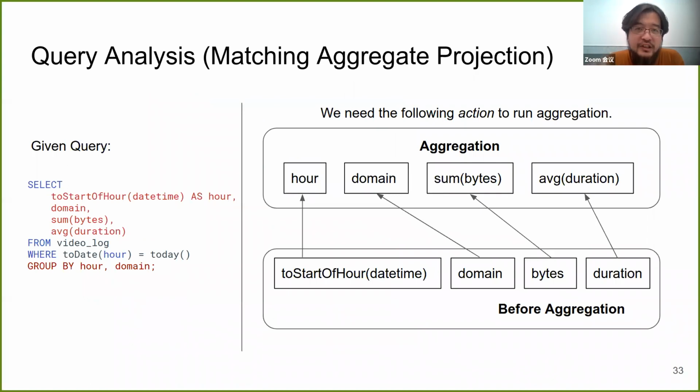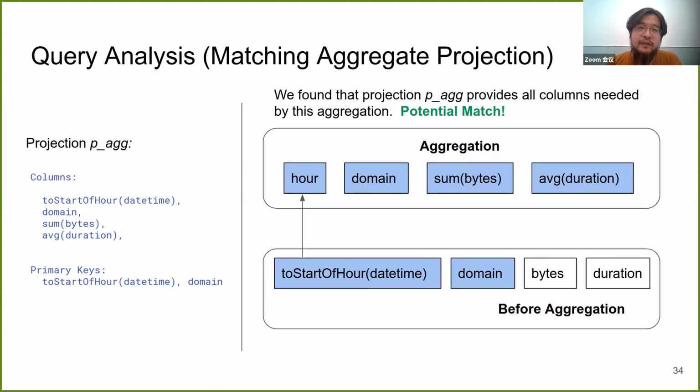First, let's check the aggregation action. It requires toStartOfHour of datetime and domain as key columns, then sum of bytes and average of duration as measurement columns. Because a projection is defined by some query, and the column names are canonical, we just transform the input query in the same way and check if the names are the same.